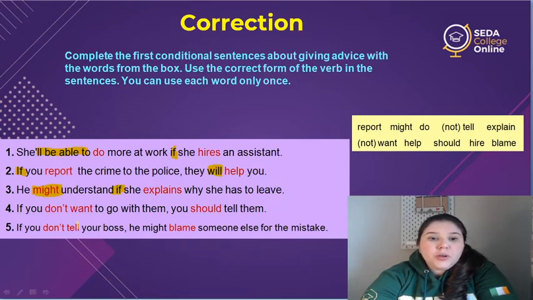4. If you don't want to go with them, you should tell them. So here present simple in the negative form. You should tell them. Should to indicate future.